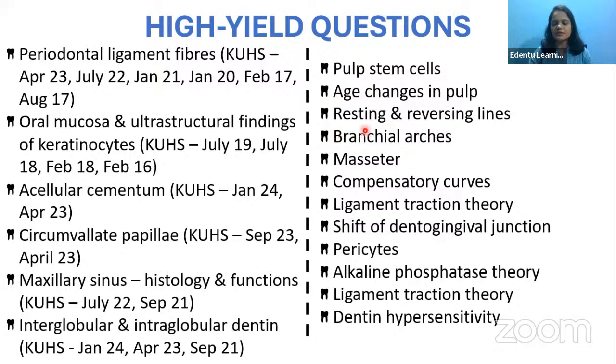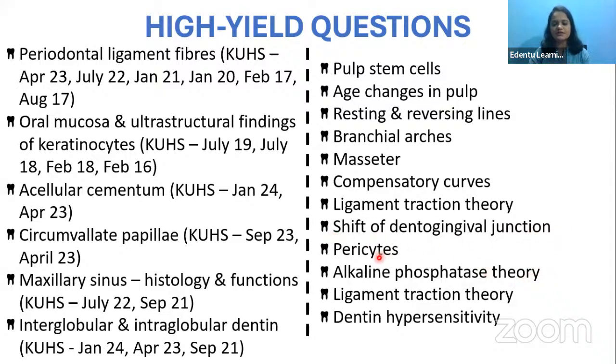Age changes in pulp, resting and reversal lines of bone, branchial arches. There is a little bit of overlapping with anatomy also. Masseter and all you will be studying in the anatomy itself, so it will be easy for you to write. Compensatory curve, ligament traction theory, alkaline phosphatase theory, theories of tooth eruption, and theories of mineralization. Both are very important.